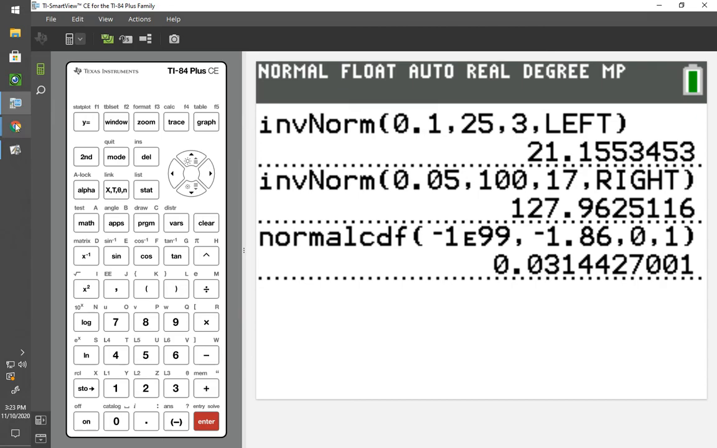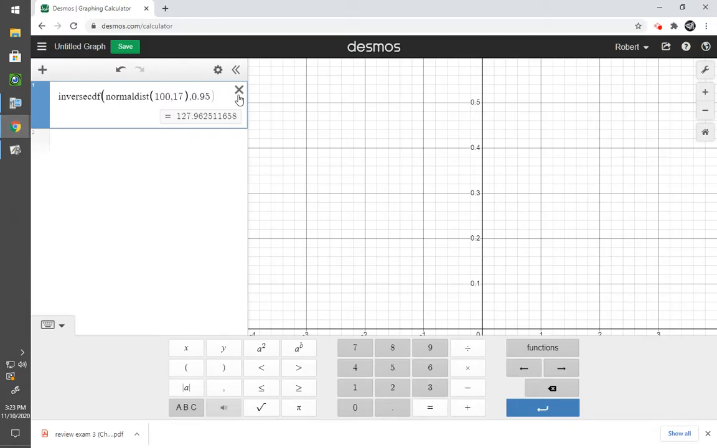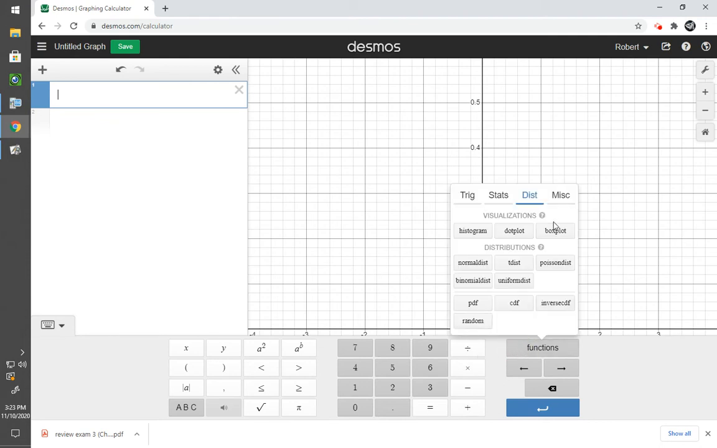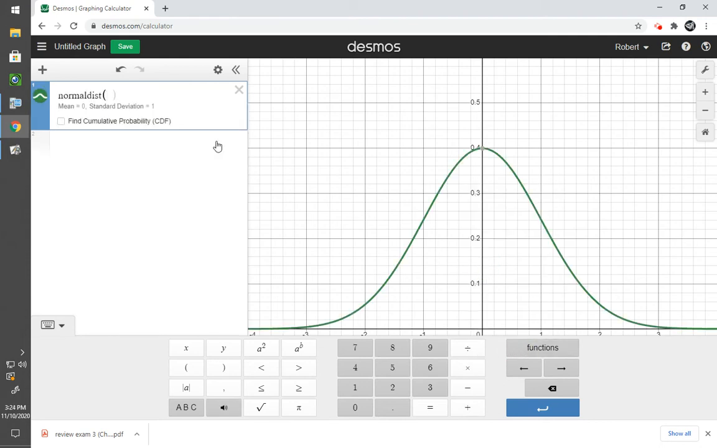0.031. If I were inside of Desmos and I wanted to do that same calculation here, remember this is area. So I grab the function of normal distribution.